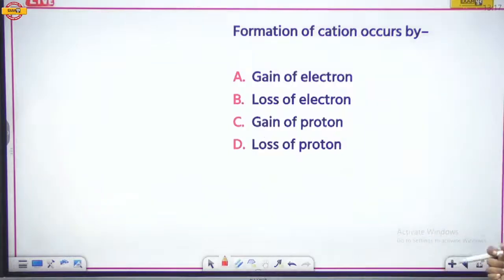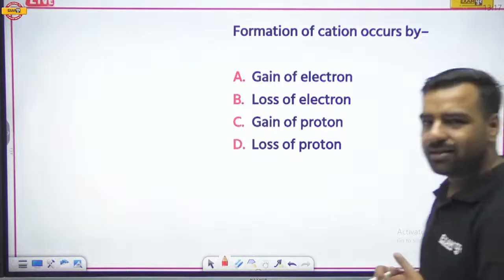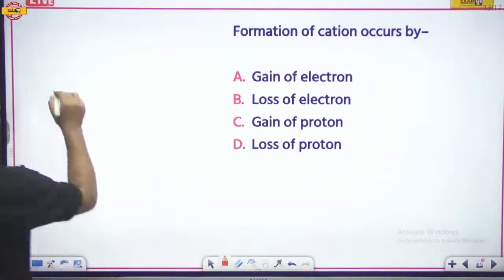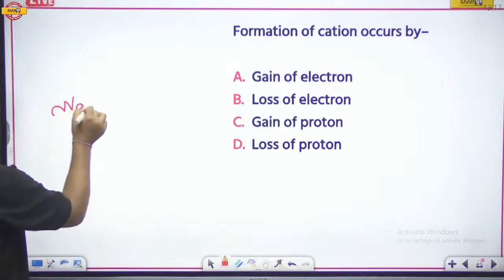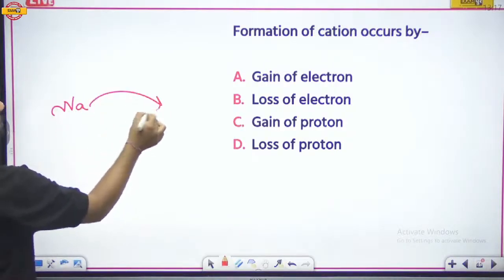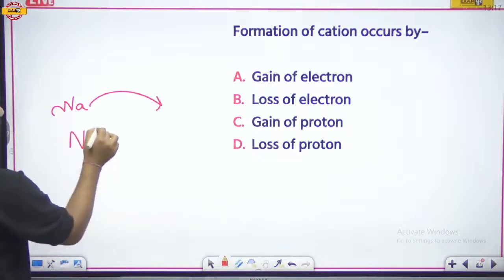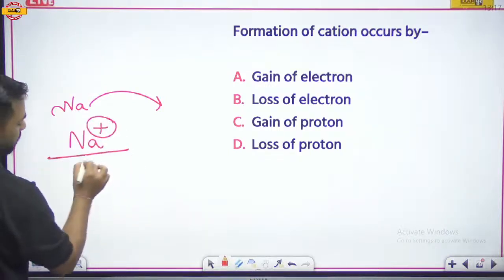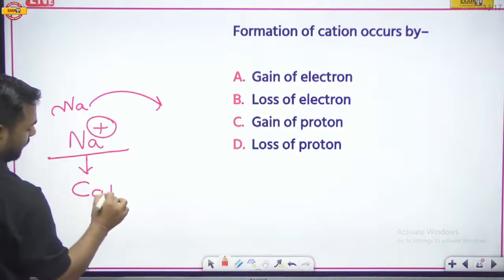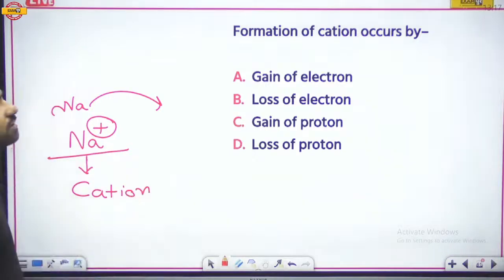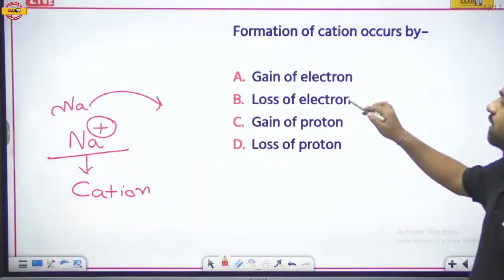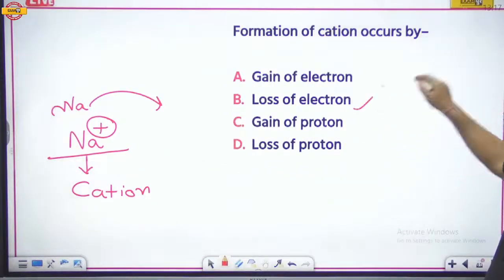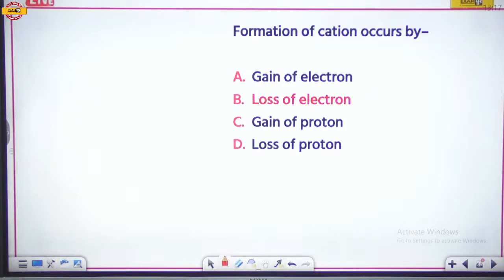Formation of cation occurs by dash: gaining electron, loss of electron, gain of proton, or loss of proton. What is the correct answer? Yes, sir, we have discussed it. When I talk about metals, I can talk about lithium or sodium. So I'm talking about sodium. Sodium donates one electron, and when it donates the electron, it becomes positively charged. And this positively charged part is actually what? Cation. Yes, what is the question? Formation of cation occurs by what? We have discussed donation of electrons. So after the donation of electron, that means loss of electron. So option B is going to be the correct answer.